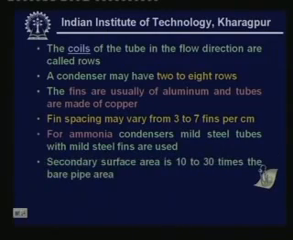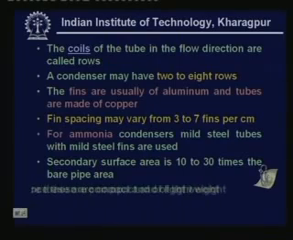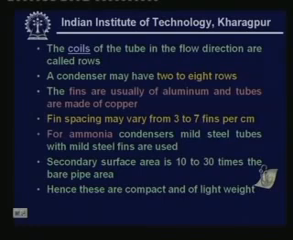In all these forced convection type of evaporators or condensers, the secondary surface area, that is the surface area of the finned surfaces, is about 10 to 30 times that of the bare pipe area. So you get a large effective surface area. As a result, these type of condensers or evaporators are very compact and lightweight. This is an advantage of the forced convection type of heat exchangers.